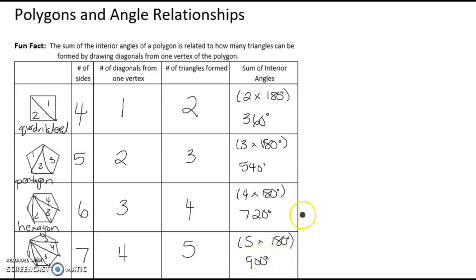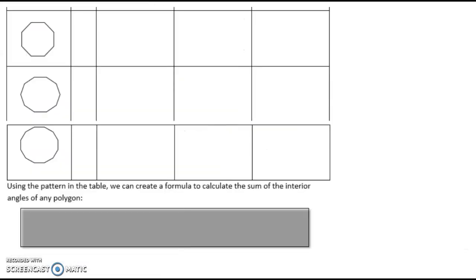Okay, so if we look at these first couple, to go from 360 to 540, you had to add 180 degrees, which makes sense because we just added another triangle. To go from the 3 triangles to the 4 triangles, we added another 180 degrees. Okay, adding another 180 degrees. So there's a little pattern there. Let's go to the next ones.